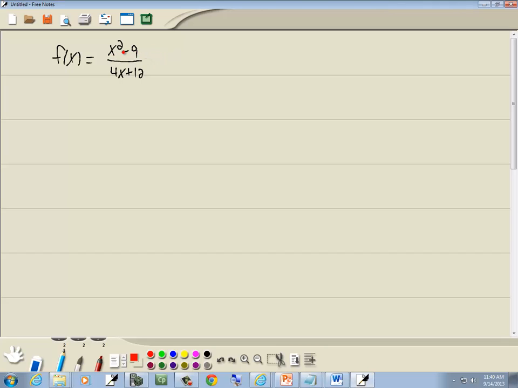And you should always try to factor before you dive right in with your derivative, because maybe something will cancel away. Up on top, we've got two terms with a minus, that's a difference of two squares. Down below, 4x plus 12, we have a GCF. The top part factors as x plus 3 times x minus 3. The bottom part, factor a 4 out, and that gives us x plus 3.